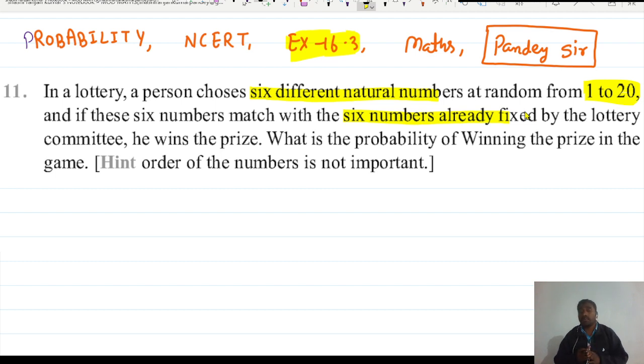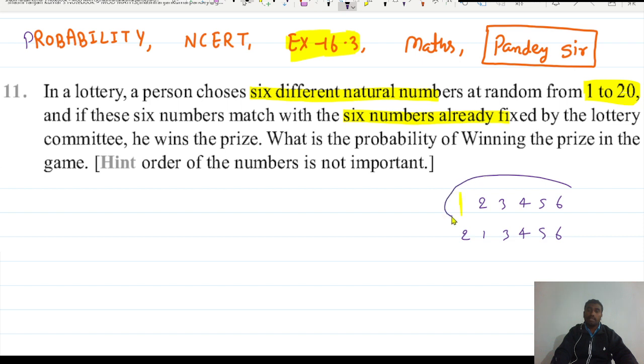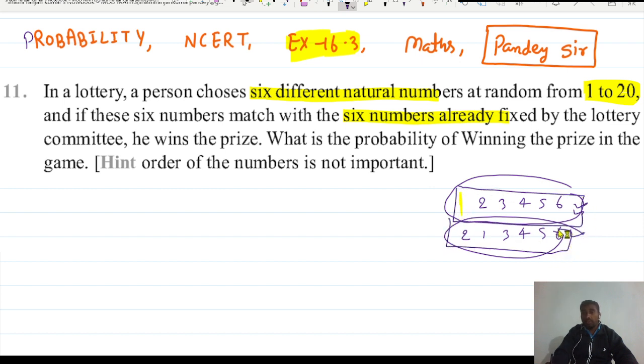Now see, the important thing here is that order is not important. Let us suppose one person selects 1, 2, 3, 4, 5, 6, just as an example, or another person selects 2, 1, 3, 4, 5. So both are actually the same, right? You are selecting the numbers as a group, not arranging them. Simply, if you get those fixed digits, then you will get that prize. So these both are the same case.